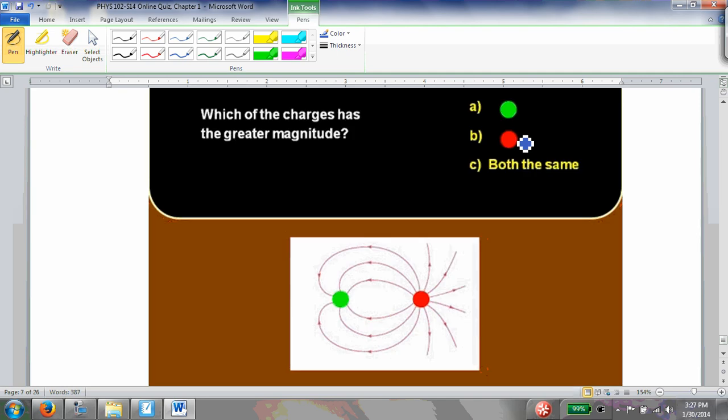Which of the charges has the greater magnitude? The one with a larger number of field lines. It has a magnitude that is twice the magnitude of the green charge. So my ratio of red to green would be 2 to 1.